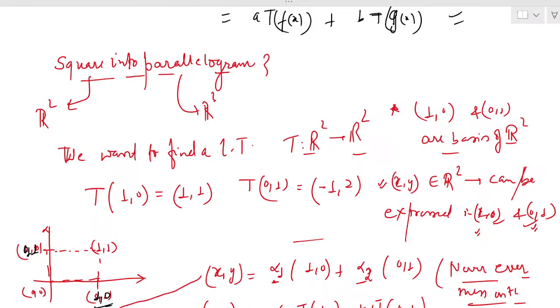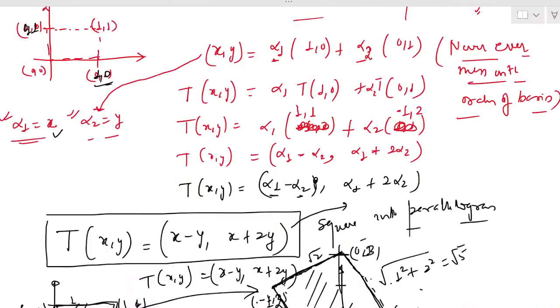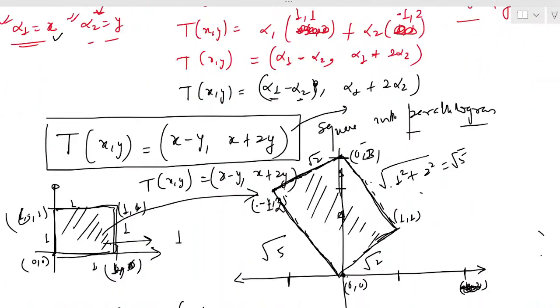And sorry for this mistake. I don't know why I'm making a mistake. 0 comma 3 would be on the y-axis. It is 3 comma 0. Therefore I was not able to make a parallelogram out of it. Is that clear or not?